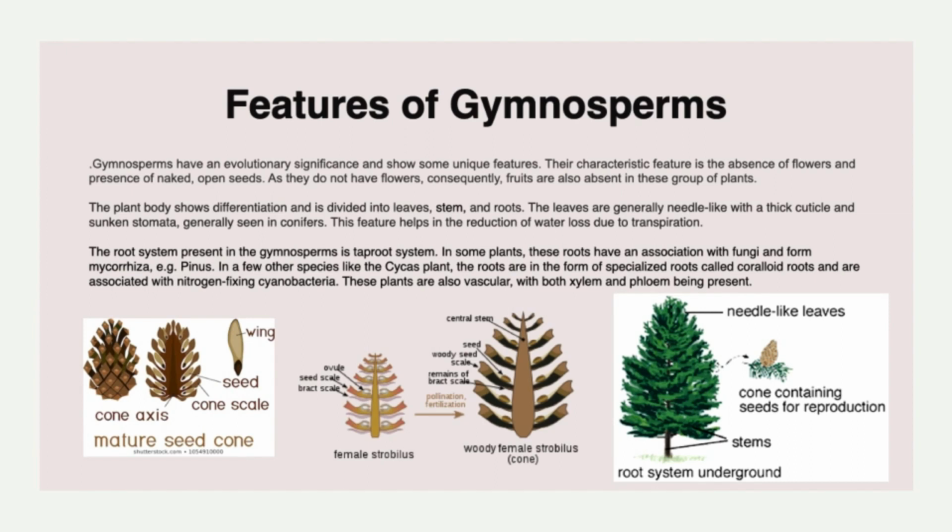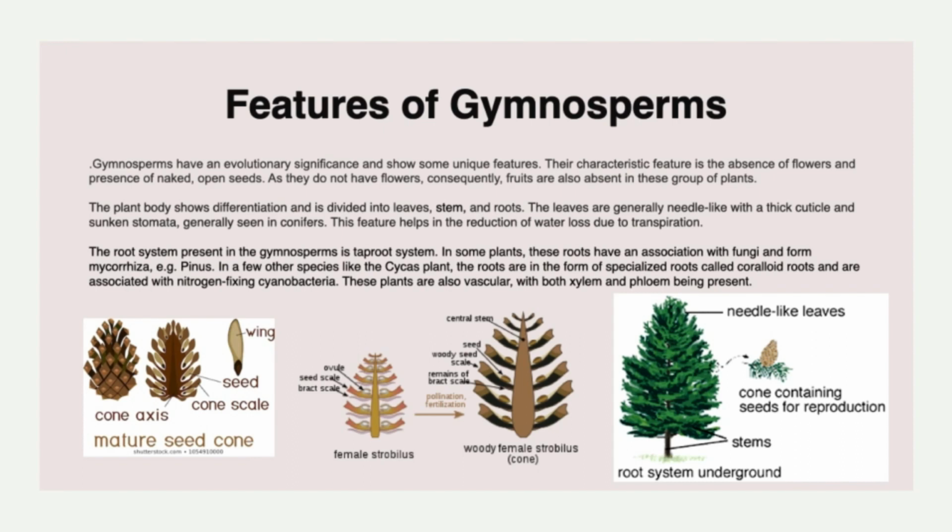Gymnosperm characteristic: they don't have flowers and have open seeds. Because they don't have flowers, they also don't have fruit. The plant body is divided into three parts, which are leaf, stem, and roots. The leaves are generally needle-like with a thick cuticle and sunken stomata, generally seen in conifers. These features help in the reduction of water loss due to transpiration.